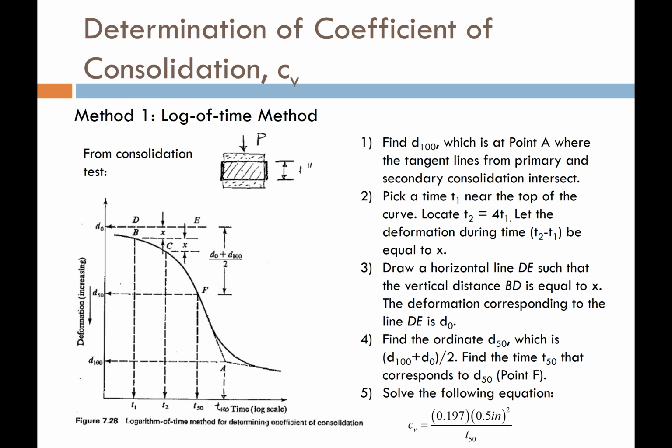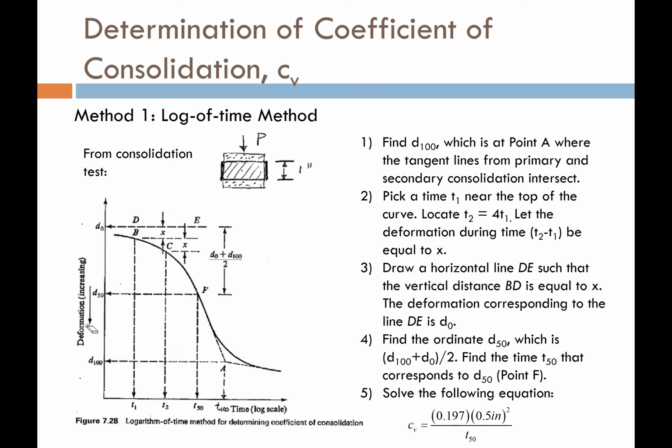We use those time rate curves, that's what they're called, to calculate what the coefficient of consolidation is. There are two methods I'm going to teach you. The first method is what we call the log of time method. In the log of time method, you plot your time rate curve for your load cycle on a log scale. So time is on a log scale, and deformation is on a linear scale.